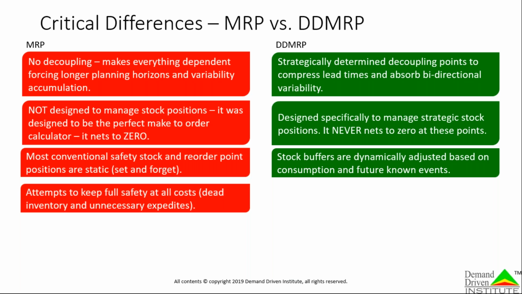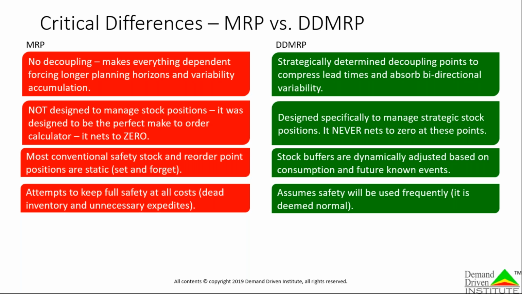Remember, MRP also attempts to keep full safety at all costs. Remember, top of safety stock becomes the new zero. If your projected available balance drops below that safety stock level, what do we do? We launch an order at minimum order, minimum lot size, and we expedite it. And what that ultimately means is we've got a lot of dead inventory and unnecessary expedites.